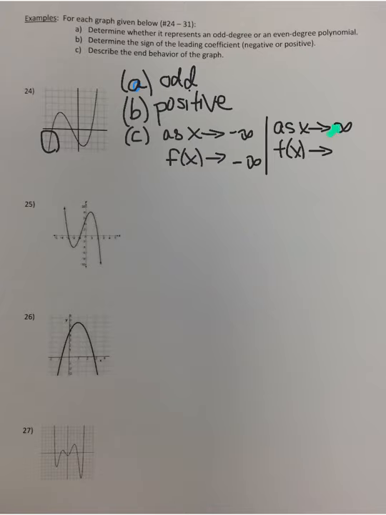Then over here, this is asking for as x goes to positive infinity, so that's the right side of the graph. And what is y doing? And you can see that y is going up. So your answer here should be positive infinity.